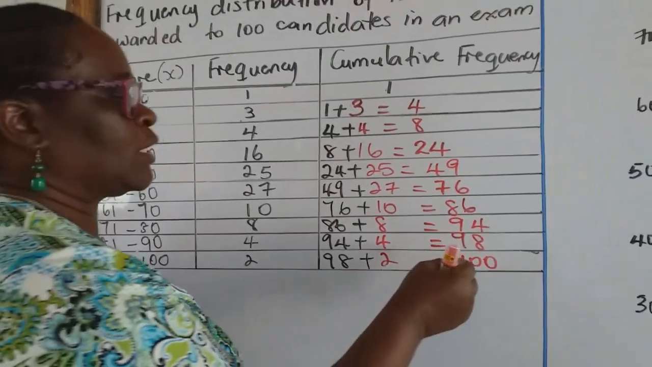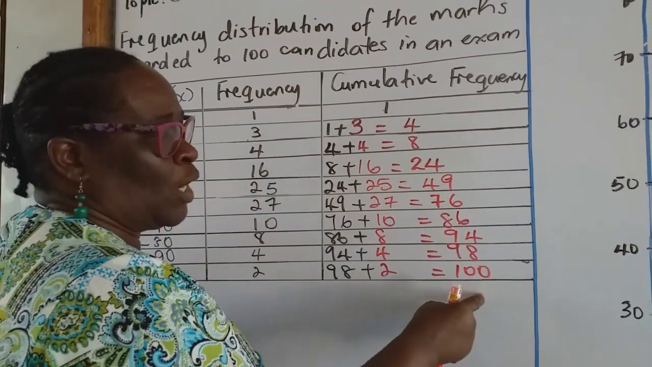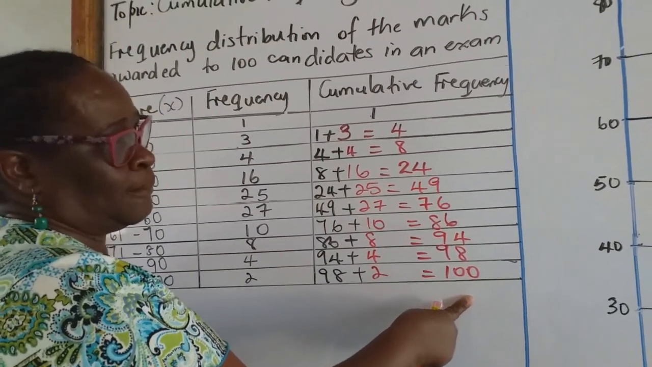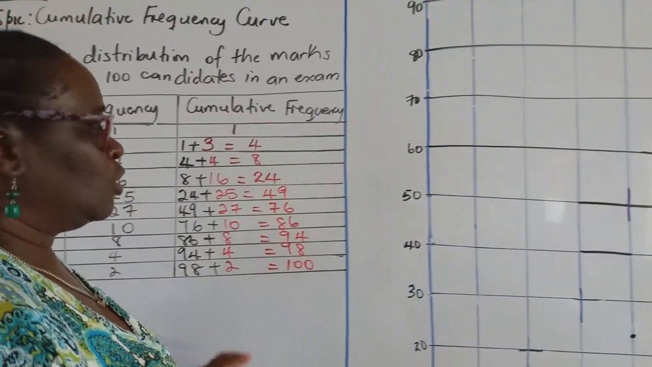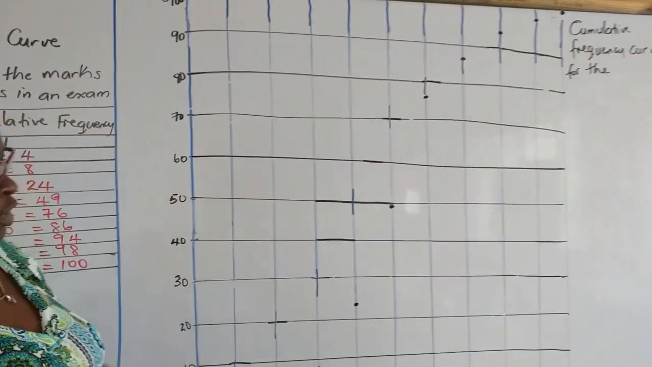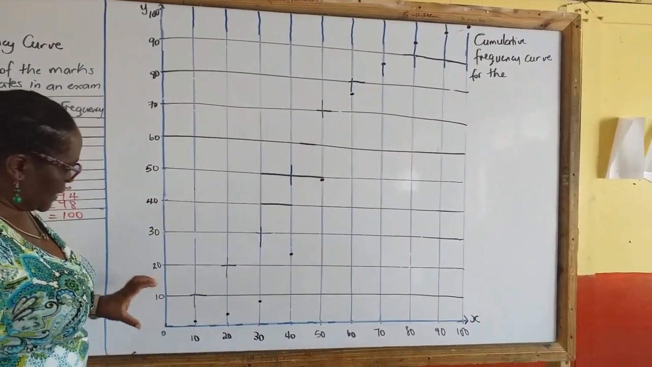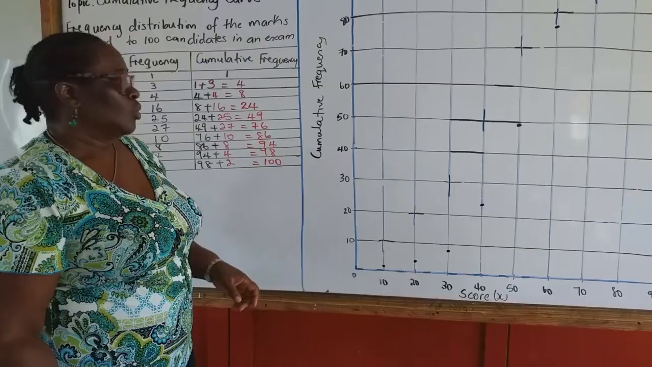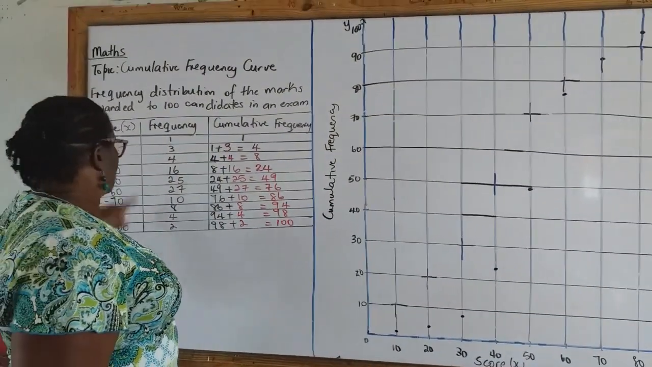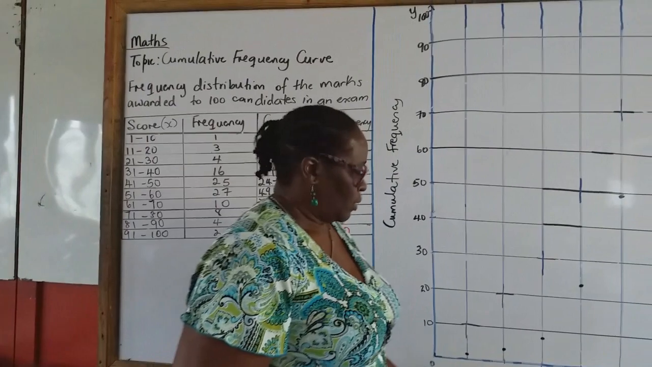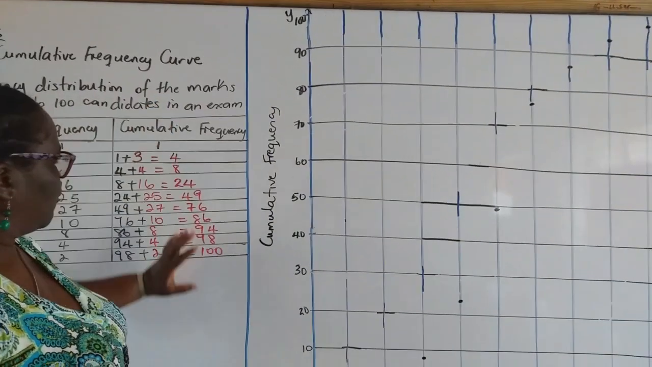And remember, you must finish with the number that we started with. So we have 100 candidates, we must end up with 100 in the cumulative frequency at the end. Now that we have completed the table, the next step is to draw our curve on our graph. The graph has been set up for you already. It is in 2 centimeter spaces. On the x-axis we have score, and we use the upper boundary. And on the y-axis, we have the cumulative frequency.